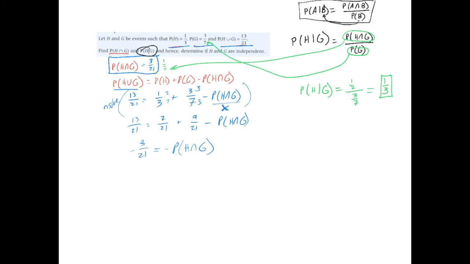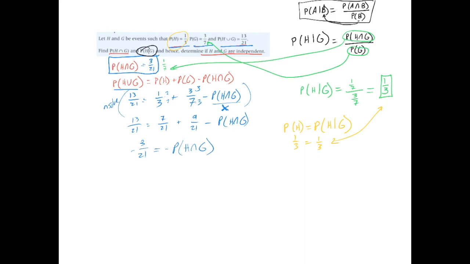Now, the last question is determine if H and G are independent. We've got lots of ways to do that. The first way is this. We recognize that the probability of H is equal to the probability of H given that G is true. The probability of H was 1/3, and the probability of H if G is true is also 1/3, which is what we just found. That's basically the definition of independent, right? That one thing is not dependent on the other. Well, if G happens or not, it doesn't matter. We get the same probability.